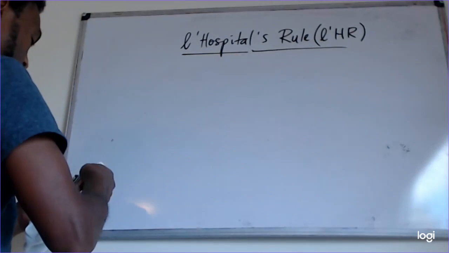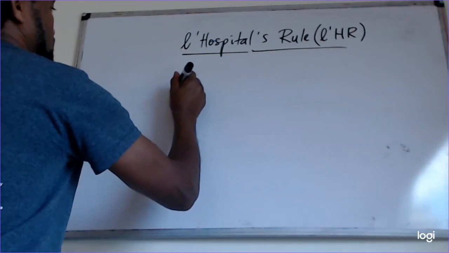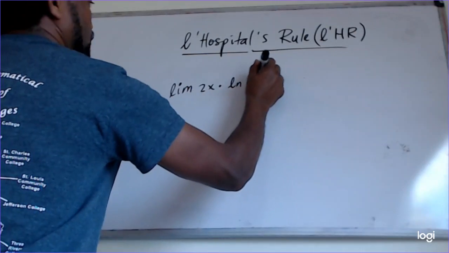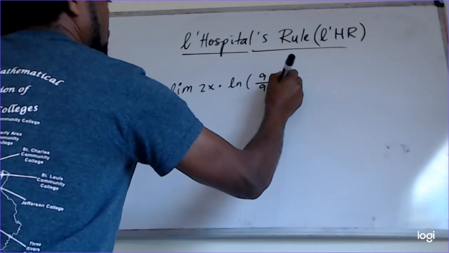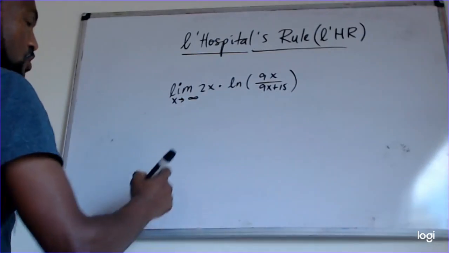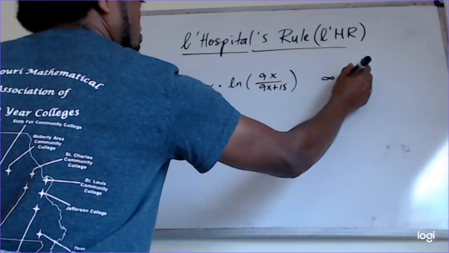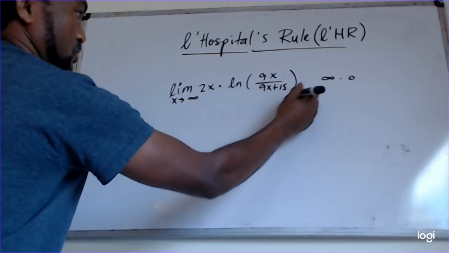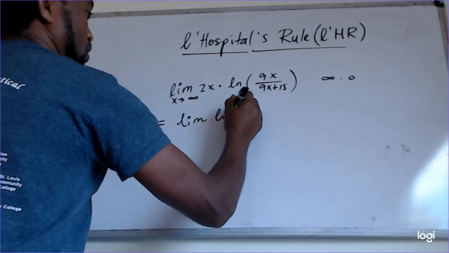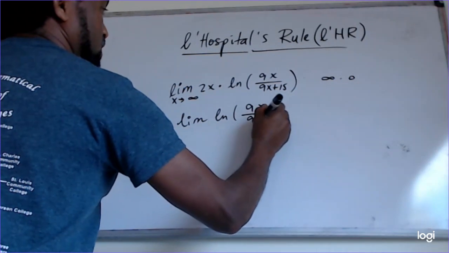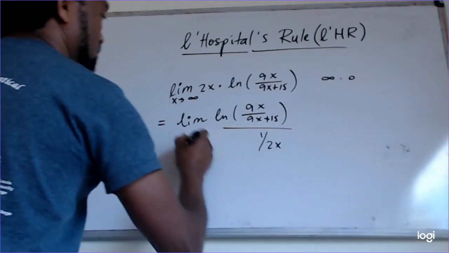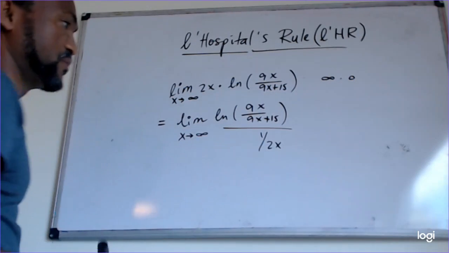Okay, so I have the limit of 2x times natural log of 9x over 9x plus 15 as x approaches positive infinity. So, like I said, it's going to be infinity times 0. I will bring this one to 1 over 2x. So the limit of natural log of 9x over 9x plus 15 over 1 over 2x as x approaches positive infinity.